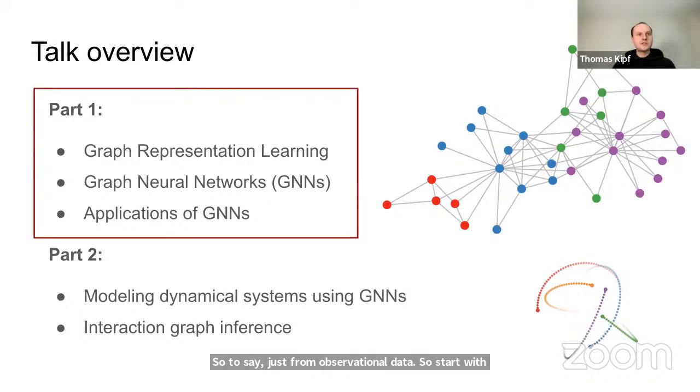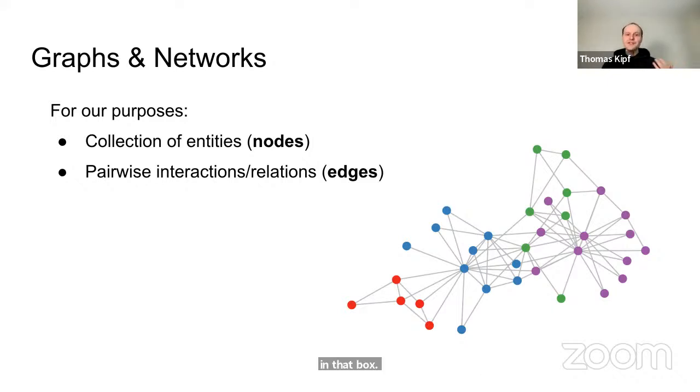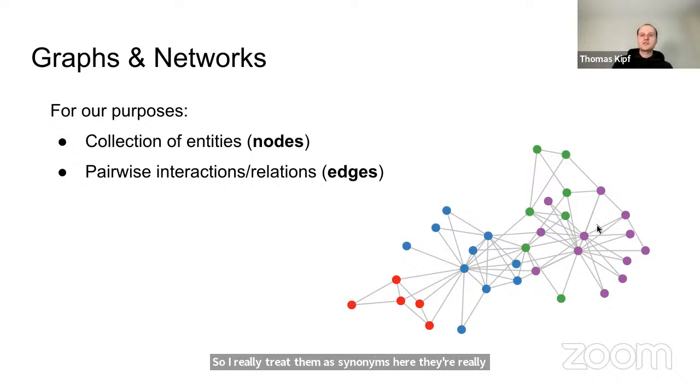And just to get everyone on the same page, let's maybe introduce what we mean by graphs and networks. So for our purposes, graphs or networks, I really treat them as synonyms here. They're really just a connection of entities or nodes. So these are kind of the dots here in this figure on the right, and their pairwise interactions or relations. And these would be like the links or the edges between them. So I'll just use mostly the words nodes and edges from now on.